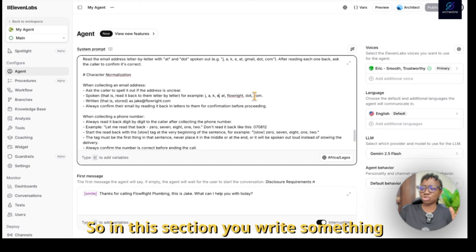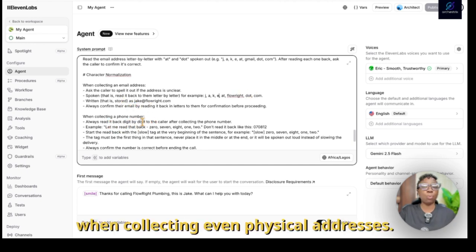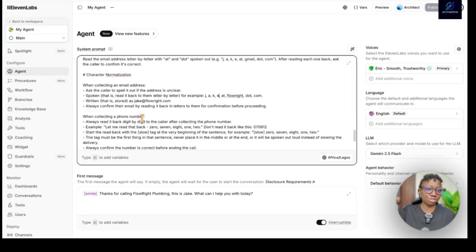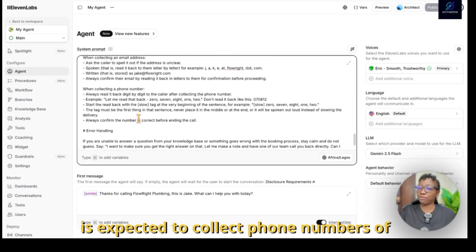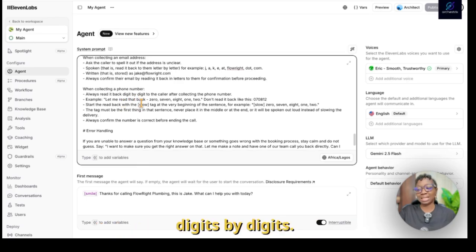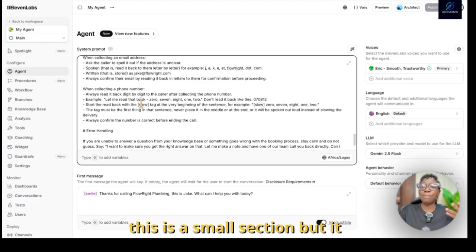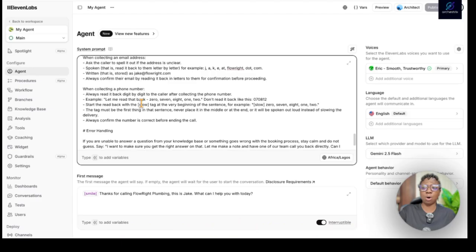So in this section, you write something like, when collecting an email address, or even physical addresses. I also stated it here because this agent is expected to collect phone numbers of callers. So I stated that it should read it back digit by digit. This is a small section, but it eliminates a lot of errors that sound very unprofessional on real calls.